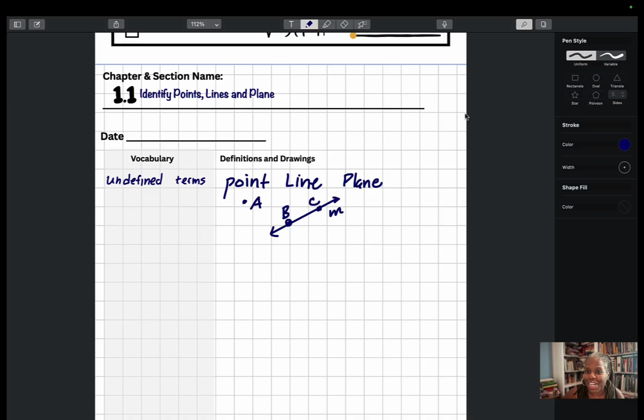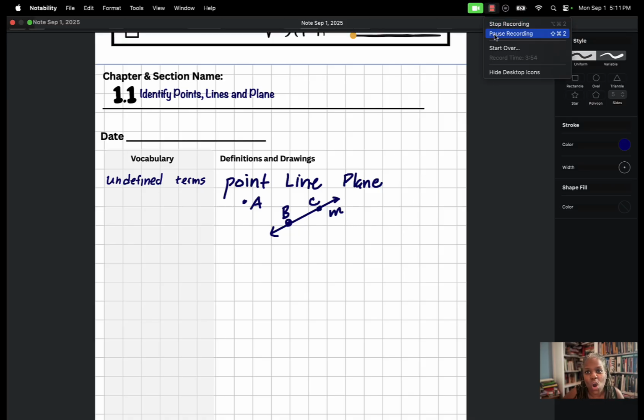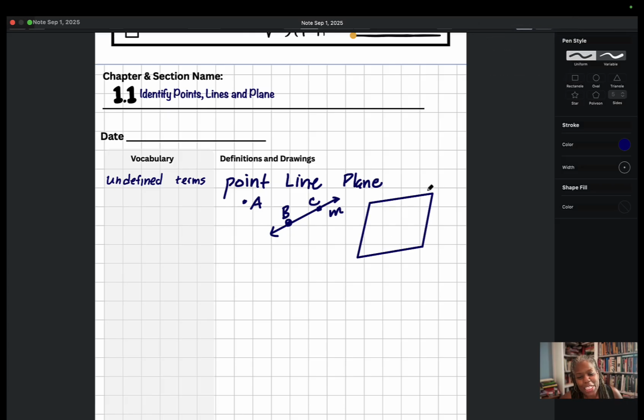And so the final undefined term is called a plane. So this plane, this is what I'm going to draw when I'm talking about a plane.